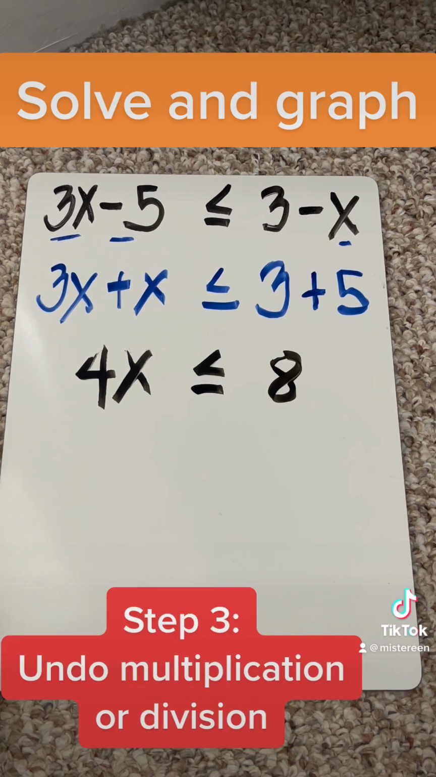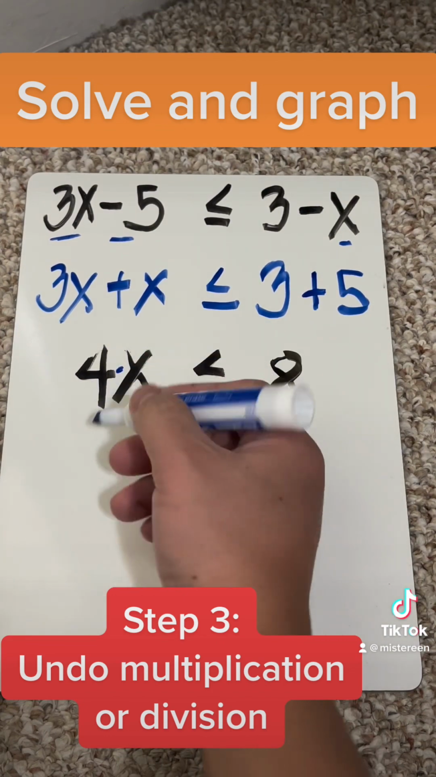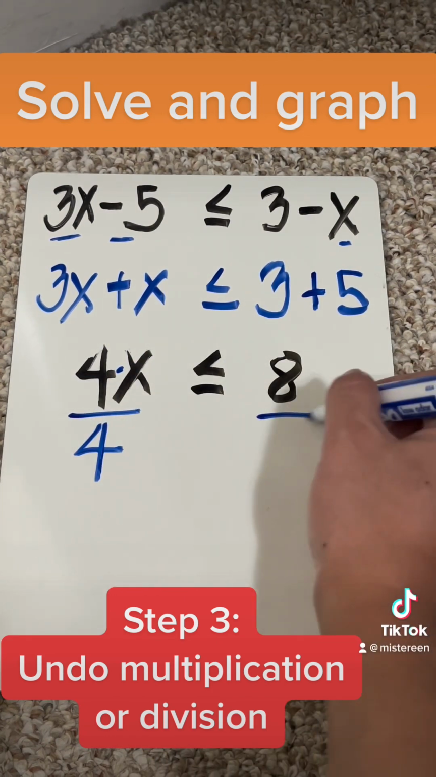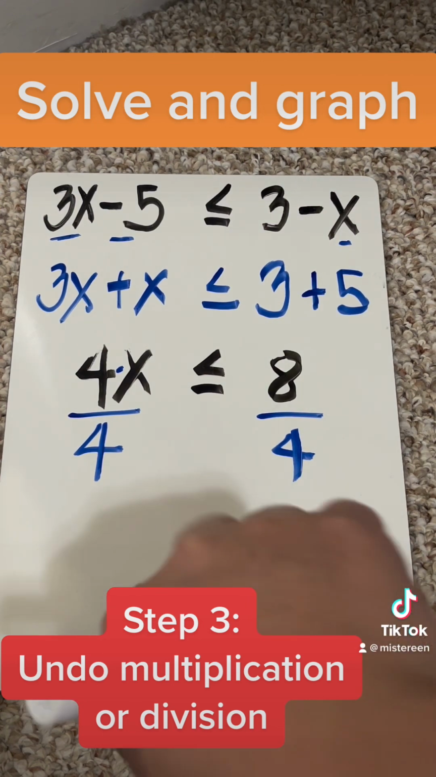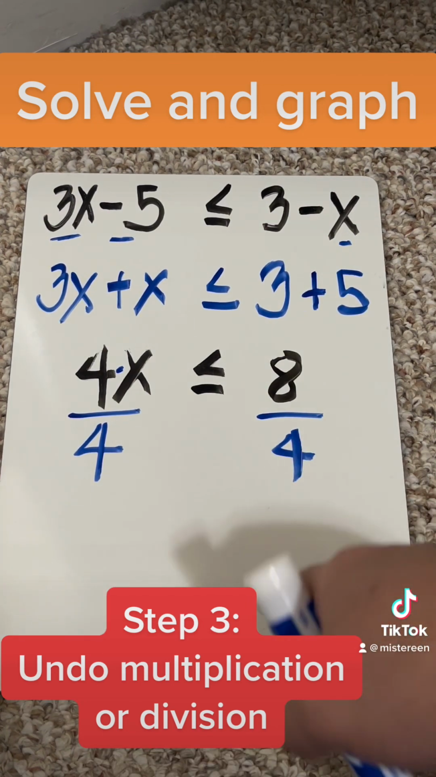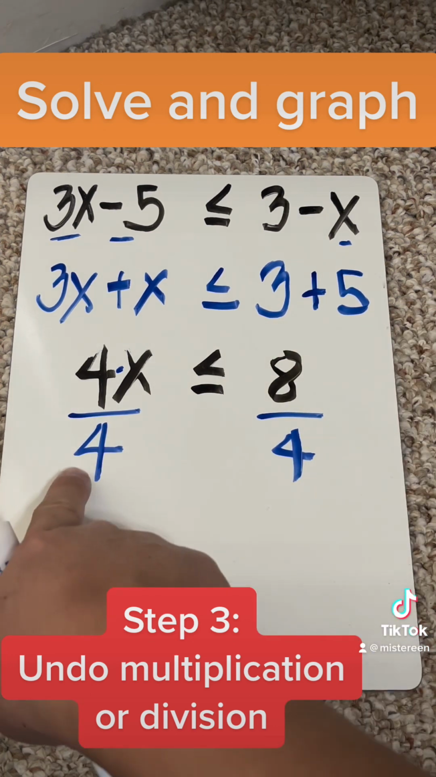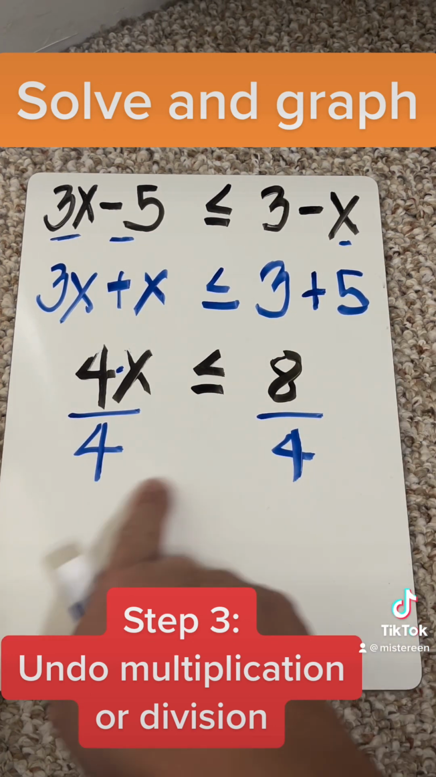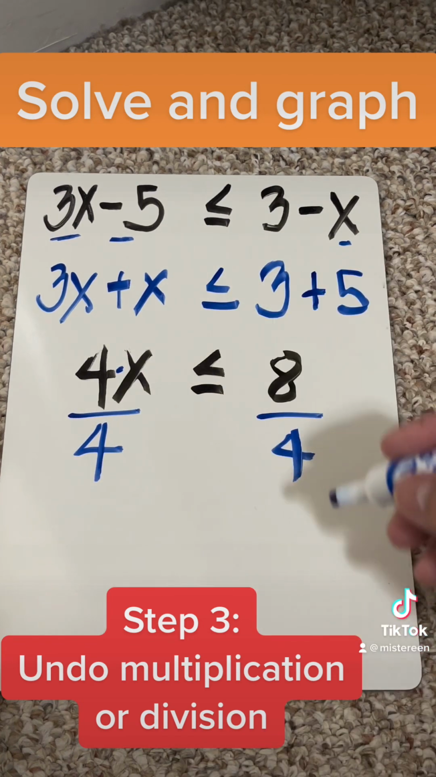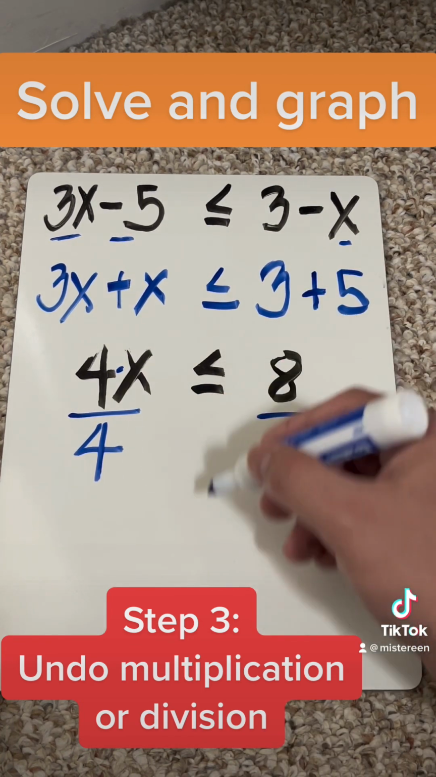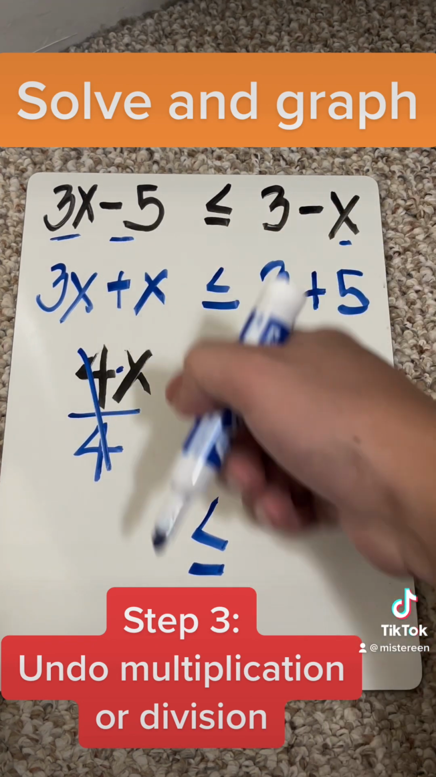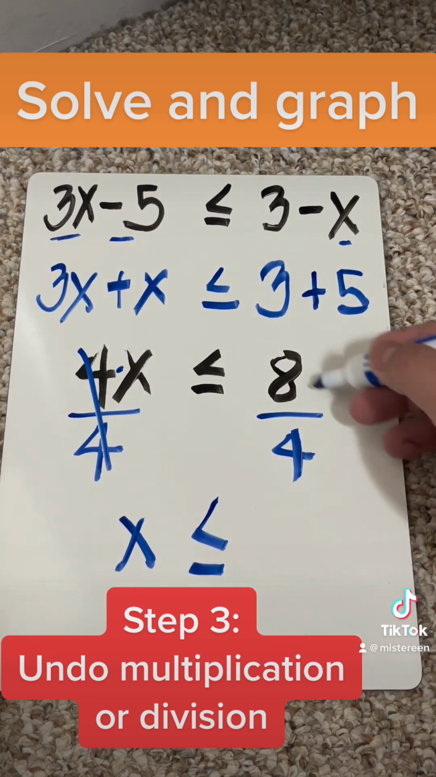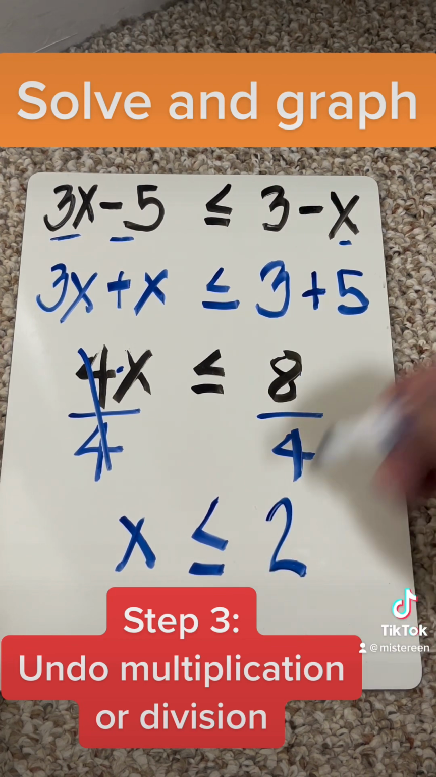Step 3 is to undo the multiplication or division. As you can see in here, we have 4x. So we just divide by 4, divide by 4. Now remember, when you divide with a negative number, you flip the inequality. In this example, we have divided using a positive number. Numbers at the bottom are positive, so there is no need for us to flip the inequality. So just bring down the same inequality. This 4 will be crossed out, so you have x in here. 8 divided by 4 is positive 2.